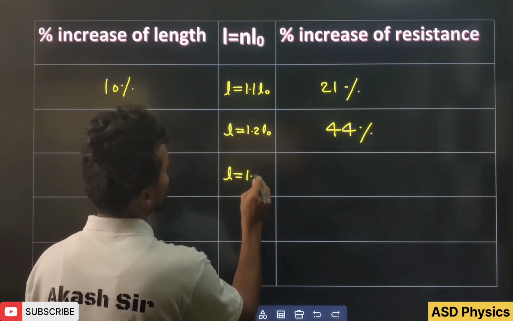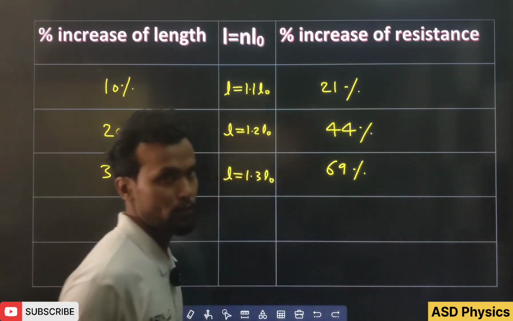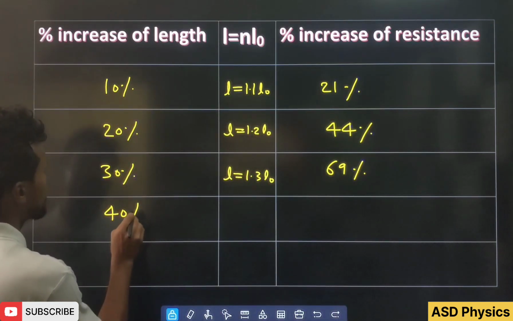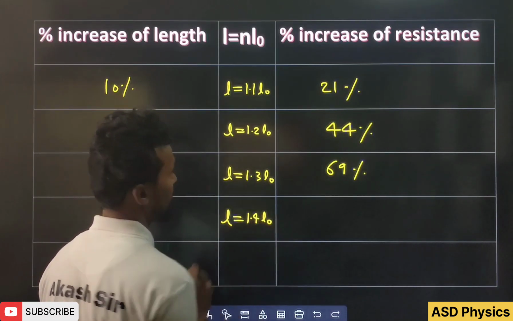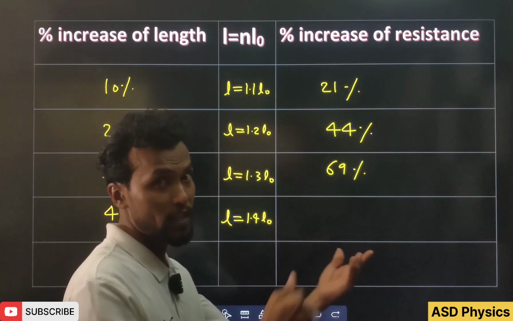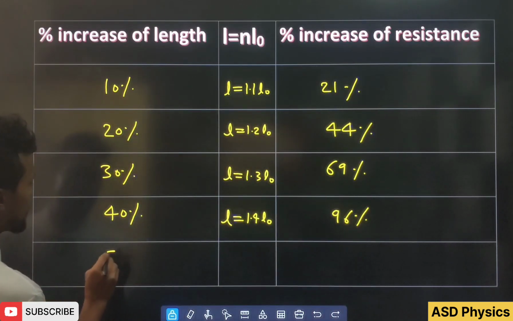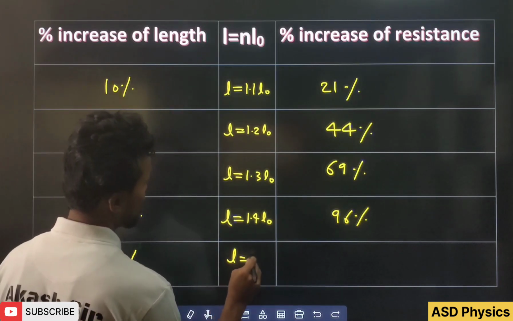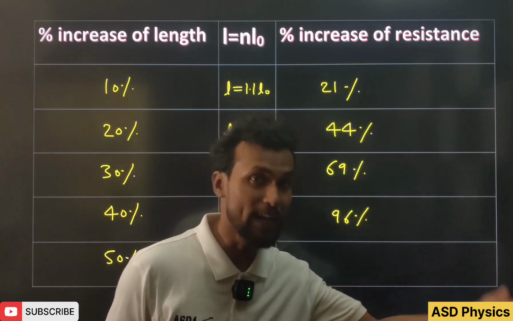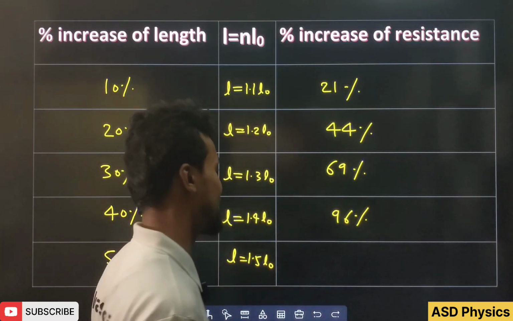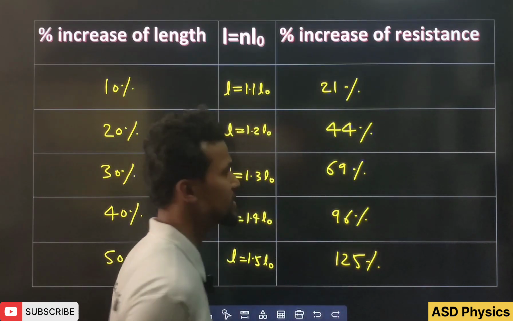Similarly, 30% means it will become 1.3 L naught, and when you simplify in the same way, it comes to 69%. If 40% is given, then L equal to 1.4 L naught, and you do 1.4 square minus 1 into 100, so it comes to 96%. If 50% is given, then L is 1.5 L naught, and again 1.5 square minus 1 into 100, 2.25 minus 1 into 100, so 1.25 into 100, which is 125%.